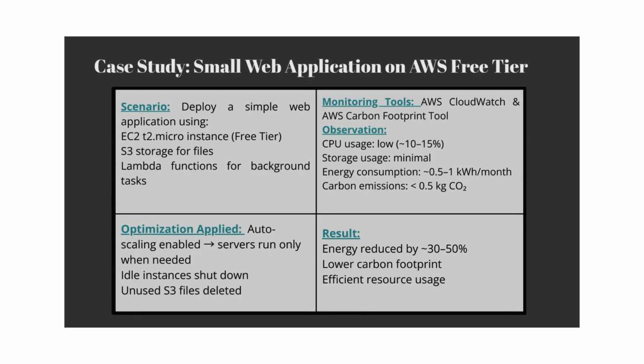Now we'll go to the case study where a small web application is used. Let us now consider a case study. A small web application was developed using an EC2 T2 micro instance under free tier, S3 storage for files, and Lambda functions for background tasks. Monitoring was done with AWS CloudWatch and AWS Carbon Footprint tools.